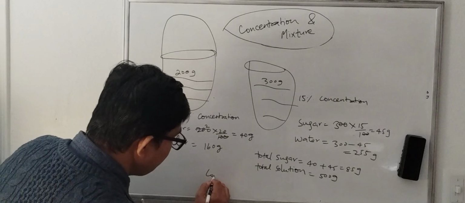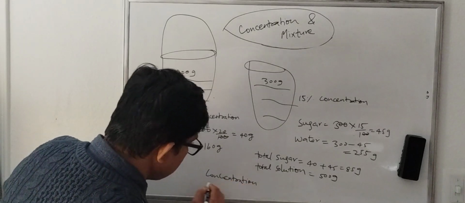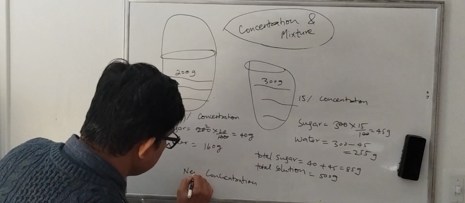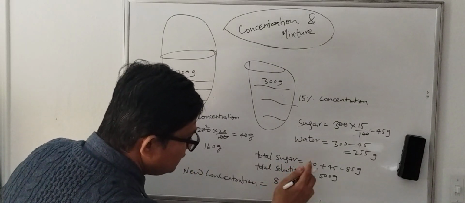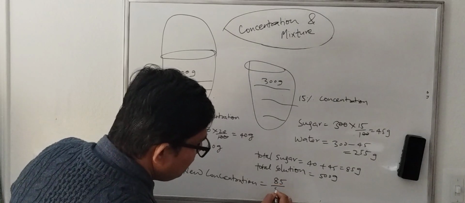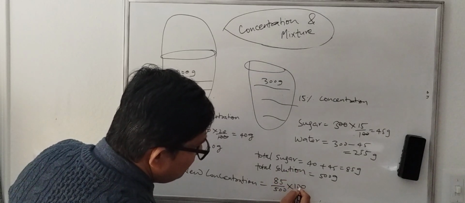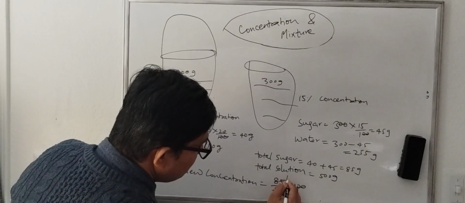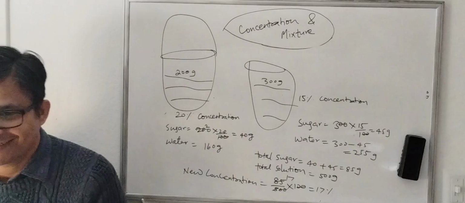So the new concentration will be the amount of solute, which is sugar here, 85, divided by 500, the amount of solution, times 100. Cancel. So 17%.